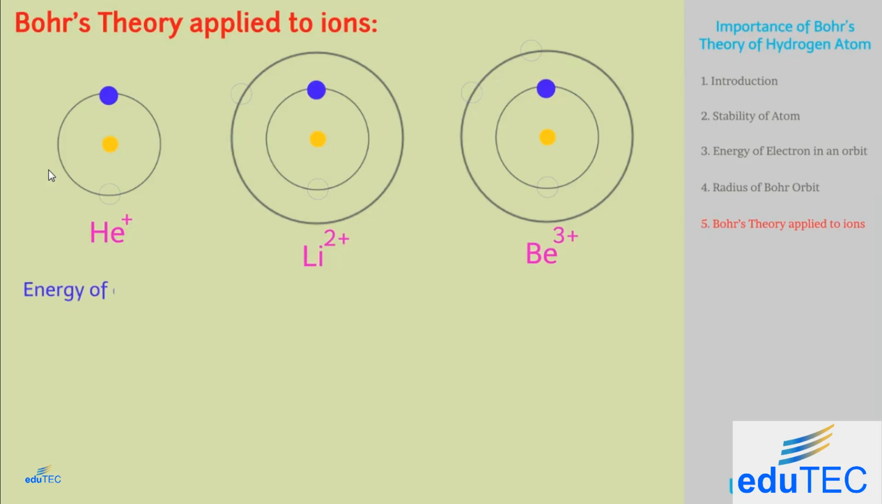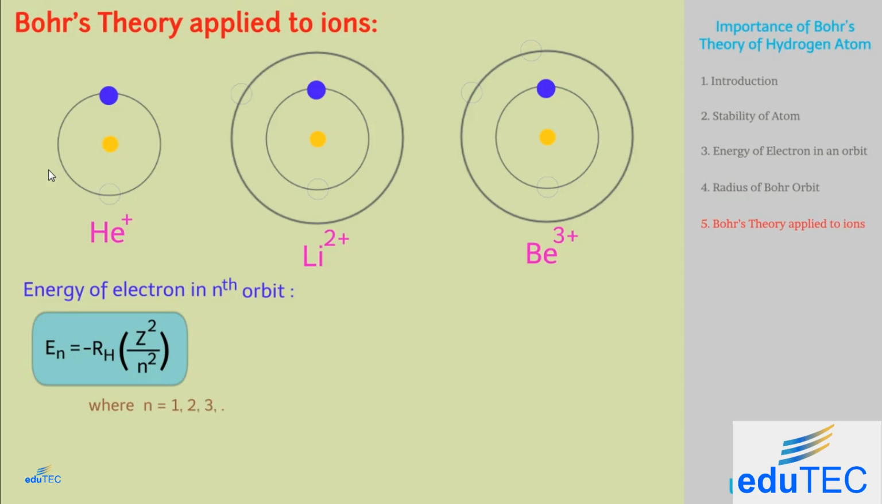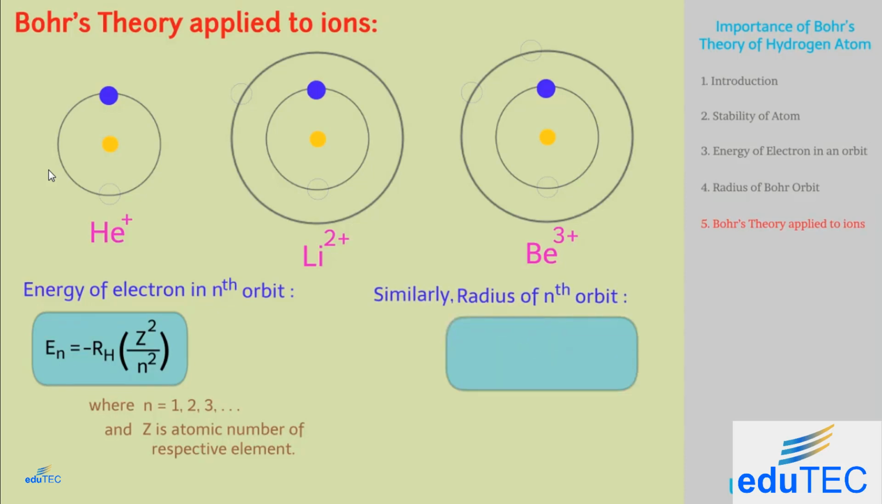The energy of electron present in nth orbit of such ions is given as En equals to minus RH into bracket Z square upon N square, where N is equal to 1, 2, 3 and so on, and Z is the atomic number of the respective element. Similarly, radius of nth orbit is given as Rn equals to 52.9 n square upon Z picometer.